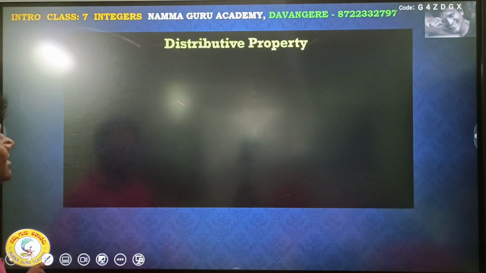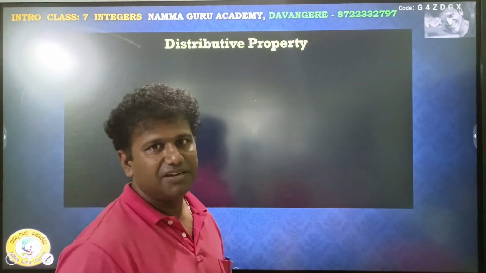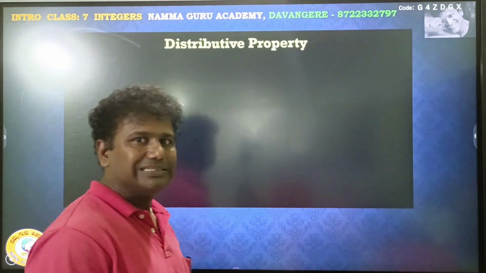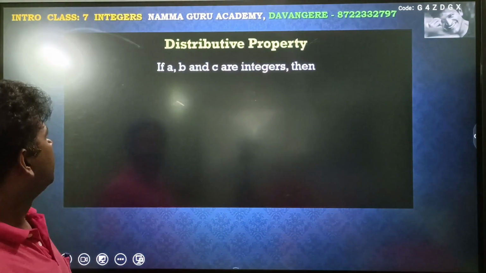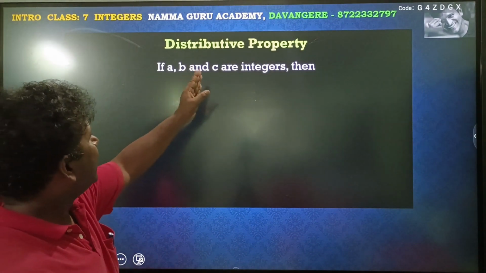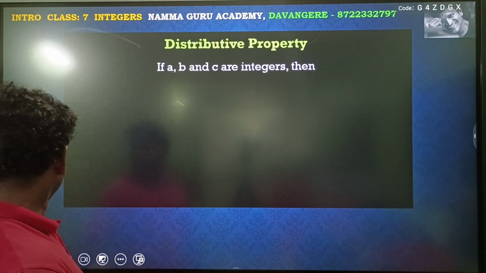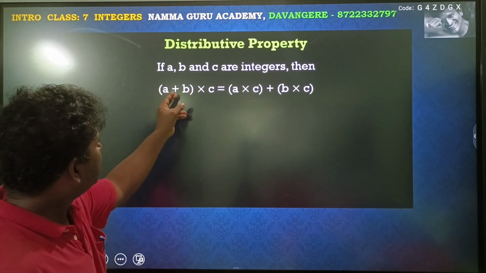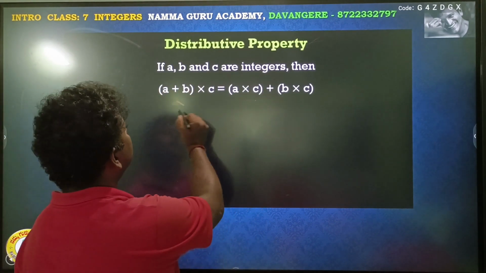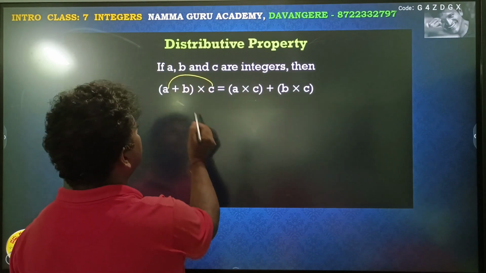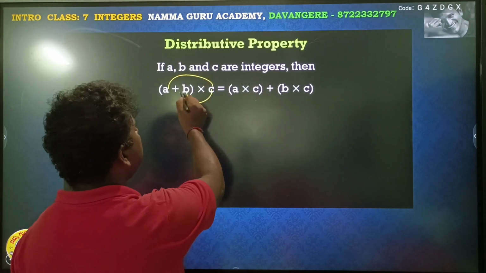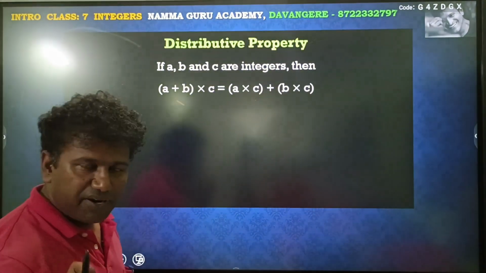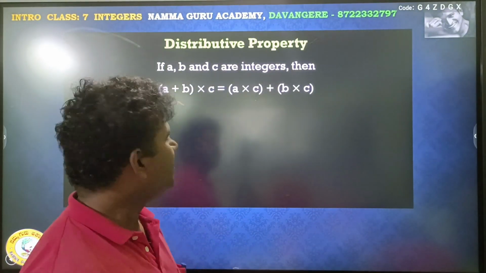After that, we are going to discuss the distributive property. The name itself tells that it is distributing something. What does it distribute? Okay, now if A, B and C are integers, then A plus B into C can be written as A into C plus B into C. A into C plus B into C. I will give an example. We're going to get it completely.